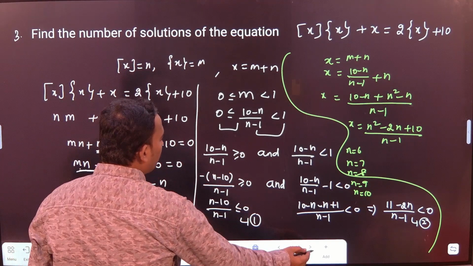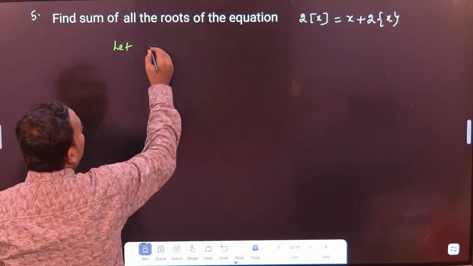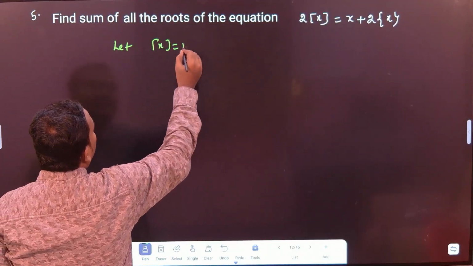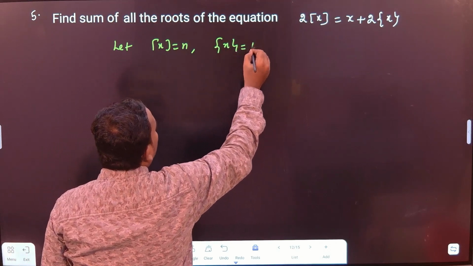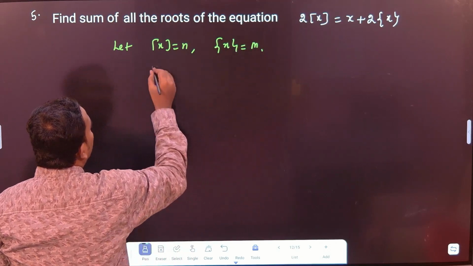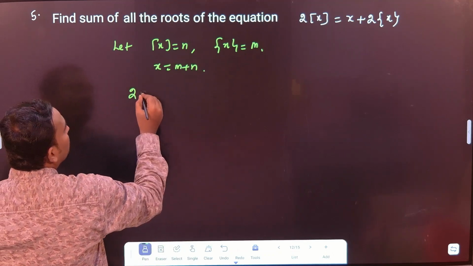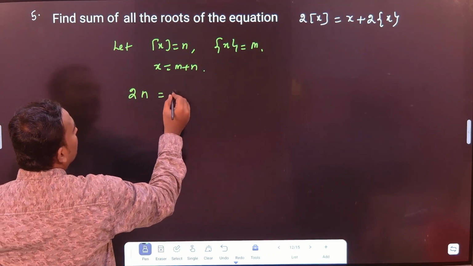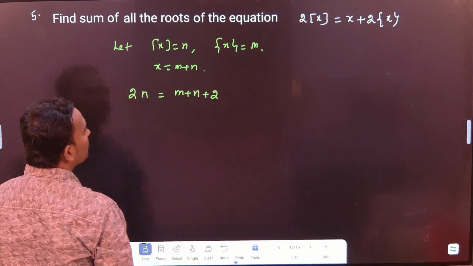Okay, we can do one more question quickly. Find the sum of all the roots of this equation, right? Let's take the greatest integer function as n, and the fractional part function as m, and x is equal to m plus n, right? You already know that. So 2 times n is equal to m plus n plus 2 times the fractional part function. How to write?